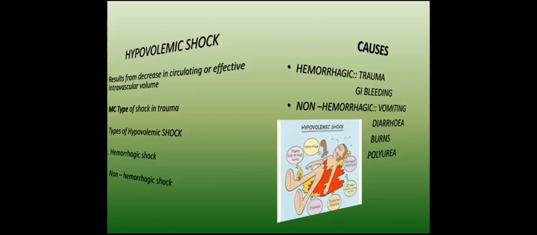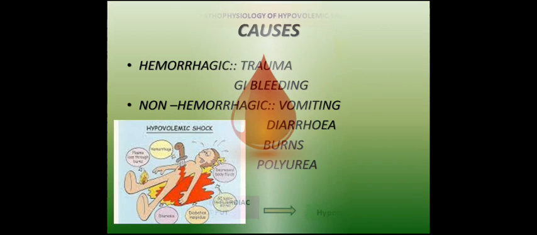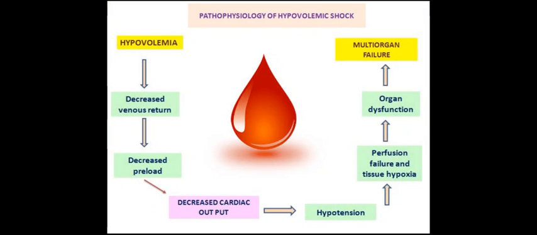What are the causes of hypovolemic shock? For hemorrhagic, the most common cause is trauma, where severe blood loss is seen, and also in GI bleeding we can see hemorrhagic shock. Whereas non-hemorrhagic shock is caused due to vomiting, burns, diarrhea, and polyuria. Next, what is the pathophysiology? Due to severe blood loss, hypovolemia occurs. This decreases the venous return, decreases preload and cardiac output, causing hypotension, perfusion failure, tissue hypoxia, organ dysfunction, and multiple organ failure, which leads to death.